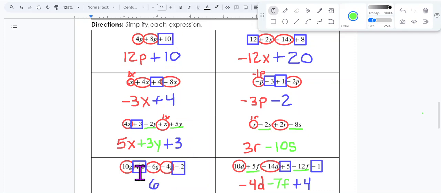One I did want to point out is this one down here. We had 10g minus 6g minus 4g. So 10 minus 6 is 4. 4 minus 4 is 0. So that's why there's no g here, because that would actually equal 0g, right? 0g. And 0 times g is 0. So there's no reason to put 0 here. It's gone. It doesn't exist anymore, right? So if you ever get one that cancels out, that could happen, then you just don't write it. It cancels out. It gets to 0.